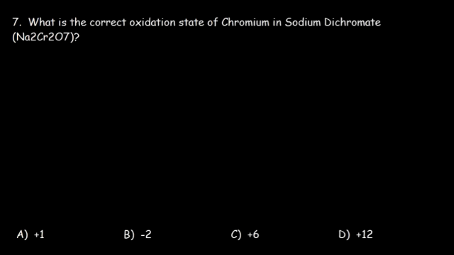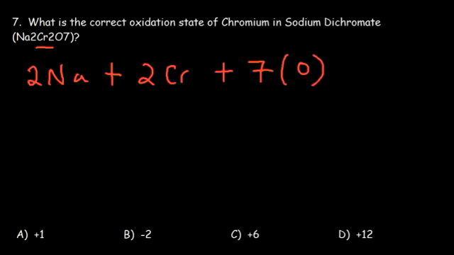Number 7. What is the correct oxidation state of chromium in sodium dichromate? So for this particular problem, we need to write an equation. So we have 2 sodium atoms plus 2 chromium atoms plus 7 oxygen atoms. I'm going to put the O in parentheses so you don't confuse it with 70. And this should all equal a net charge of 0. If there was a net charge, we would place it here. But since there's no net charge in this compound, we're going to make it equal to 0.